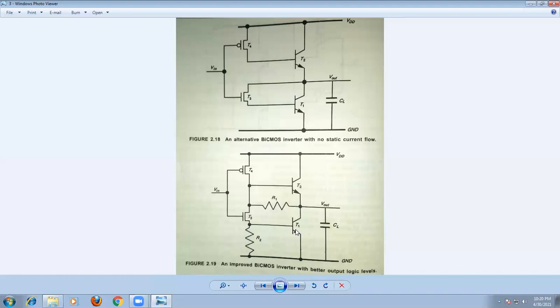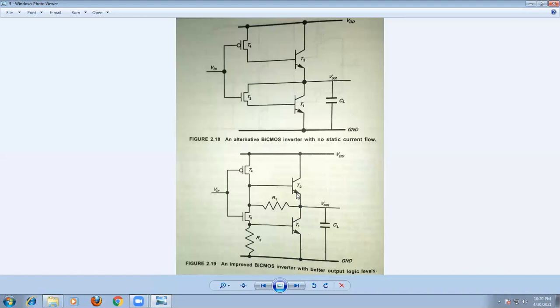Similarly, when this transistor is off and this one is on, whatever charges are present will be discharged through this resistor to the ground, because this transistor is on here, so it discharges completely. So we are providing the path for the discharge of transistor T2 when it is off. There is no static current flow from the VDD line to the VSS line, so this condition is satisfied, and the second condition is also satisfied.